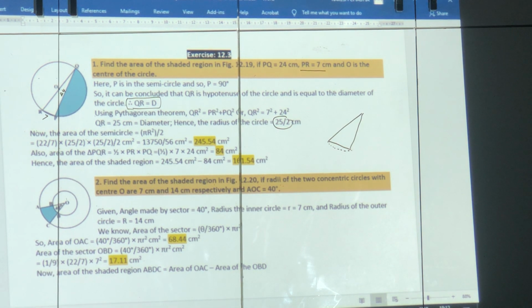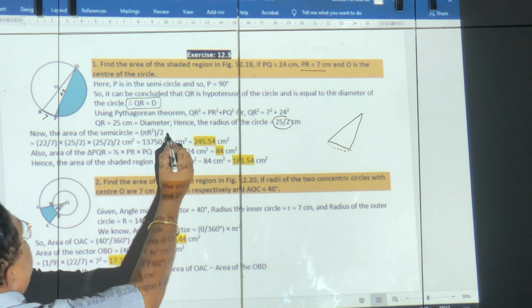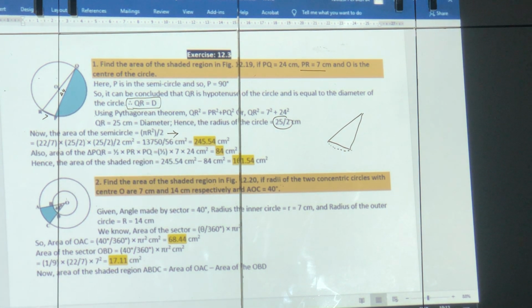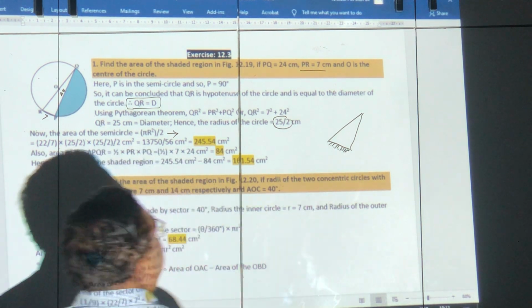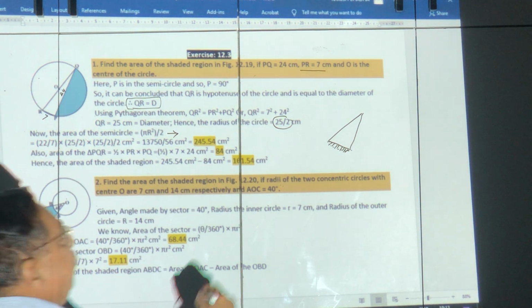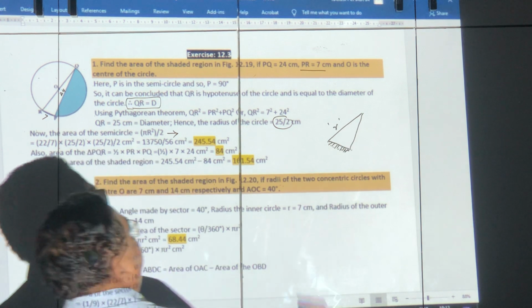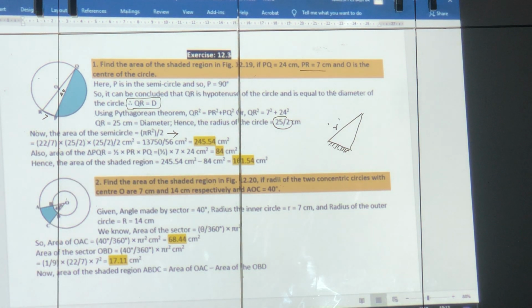After I find the radius, I will find the area of the semicircle. Semicircle will be half of the circle, half of pi r square. And area of the triangle is half PR into PQ, base into height, and I will find it. I will subtract the two and then I will get that slice. This is the trick of the sum. So my friends, don't forget we have to find the radius, one side of the triangle, base into height, area of the sector, and subtract the two.